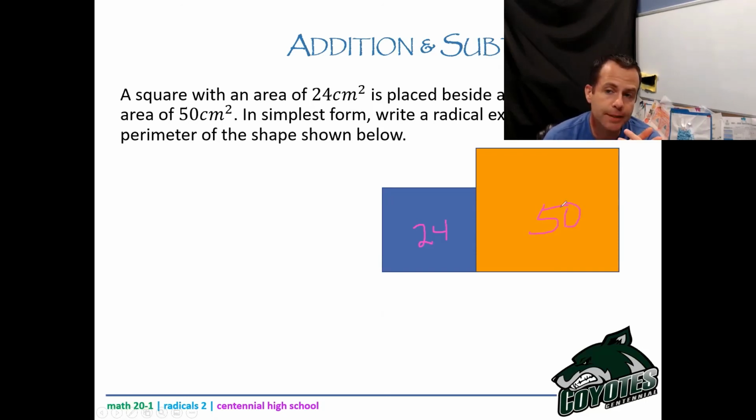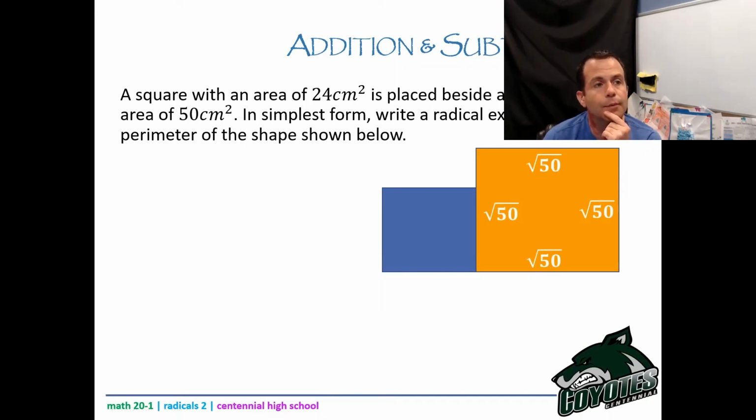So first thing I want you to say is, okay, if this is 50, every one of these sides of that square would be root 50. Now, every one of the sides of this square would be root 24 too, but I'll deal with that in a sec. What I'm going to do first is I'm just going to mark my root 50s. Okay, so every side of this square is root 50.